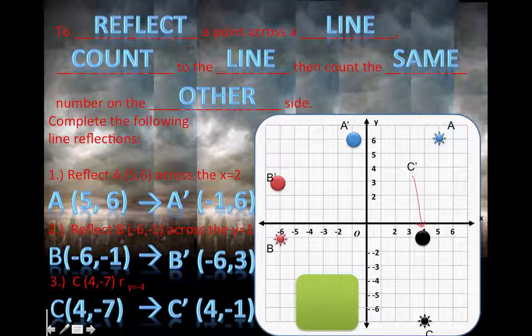Okay? A y equals value is actually a horizontal line going through a specific number on the y-axis. So the line y equals 5, you would go up and find 5 on your y and make a line going across. X equals 6, you would go and find 6 on your x-axis and make a line going up and down, vertical here. Okay?